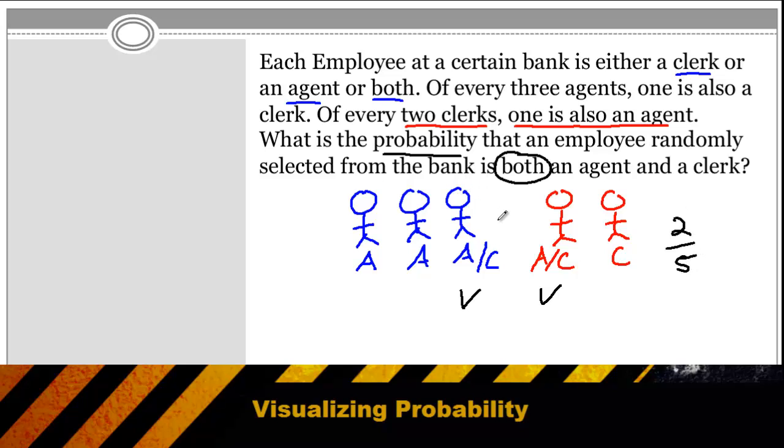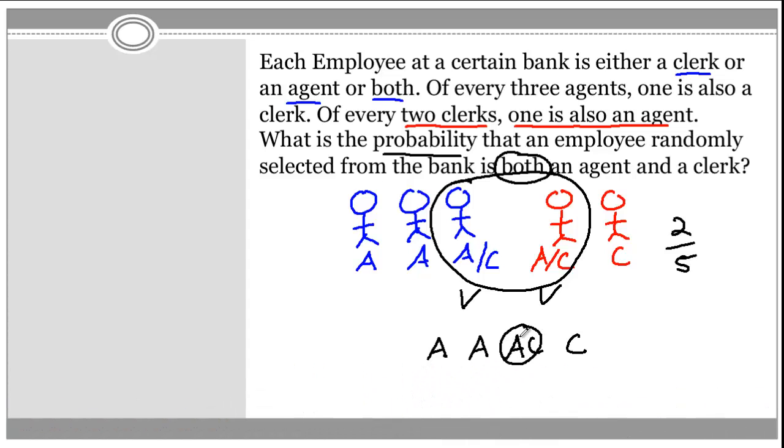But the trap here is this agent-clerk combo is actually the same person. So if we redraw our employees, we have an agent, and then an agent-clerk combo, and then a clerk. So we have one person out of 4 who is both.